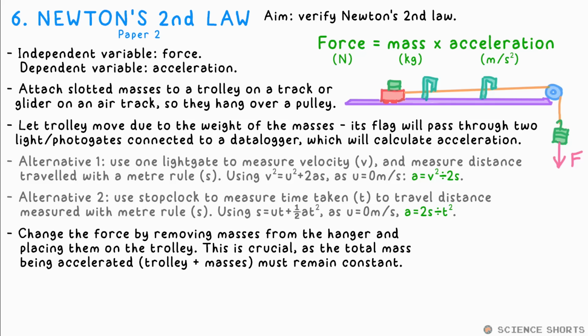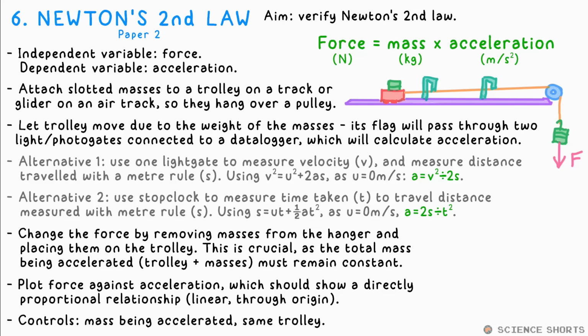We change the force accelerating the trolley by removing masses, but these must be placed on the trolley every time. Why? Well, that's because the force of gravity is not only accelerating the trolley, but also the masses themselves. So we must keep the total mass constant. Get the force by multiplying the mass by g every time, plot the force against acceleration, and you should once more end up with a proportional relationship, a straight line going through the origin. As F equals ma, the gradient of this line should be equal to the mass of the trolley and masses.